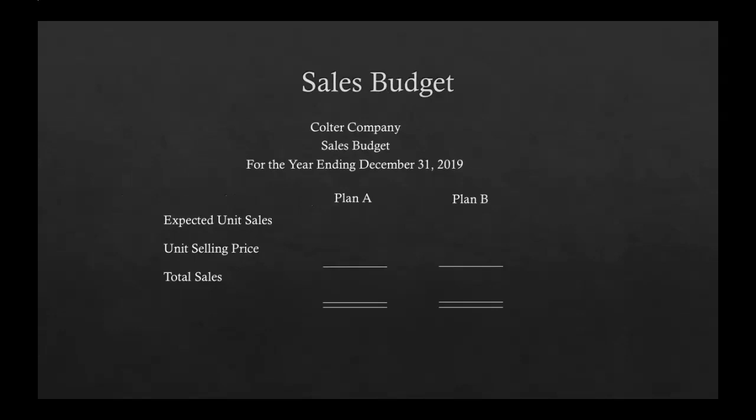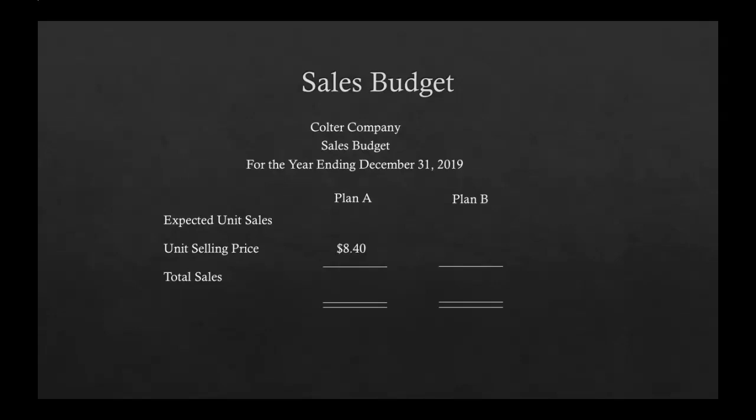So first, let's look at a sales budget. A sales budget just has a few lines to it. It has your expected unit sales, so how many units you think you'll be able to sell, a unit selling price, and then those two multiplied together will give you your total sales.